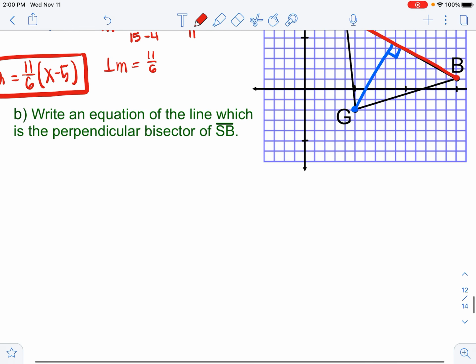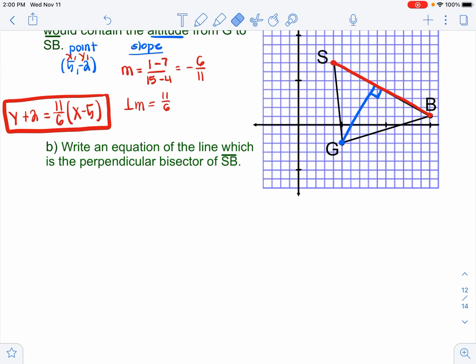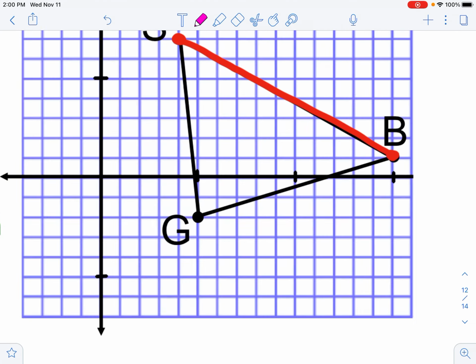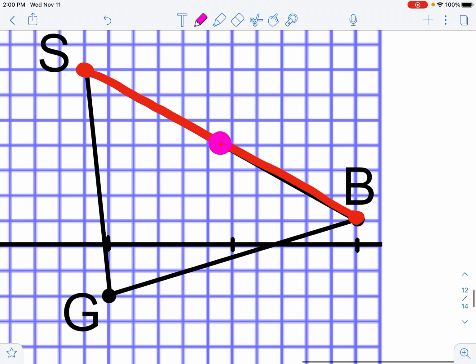Okay, next one, write an equation of the line, which is the perpendicular bisector of SB. So what I'm going to do is go ahead and delete the altitude because it's in my way, and I'm going to perpendicularly bisect SB. First off, if I want to bisect SB, I have to have a midpoint. So I do need a midpoint this time.